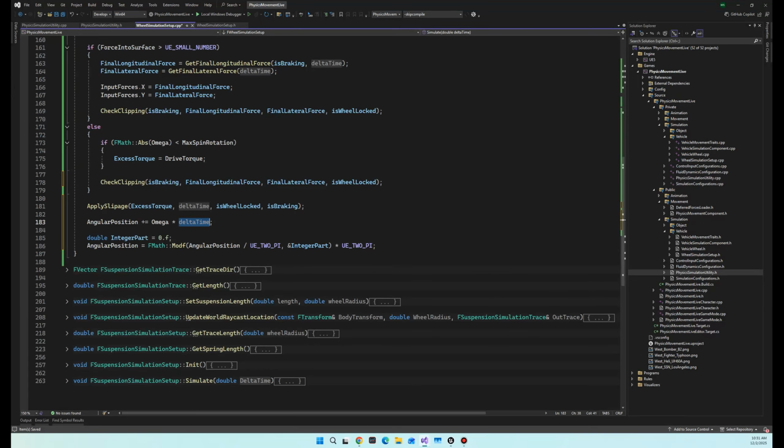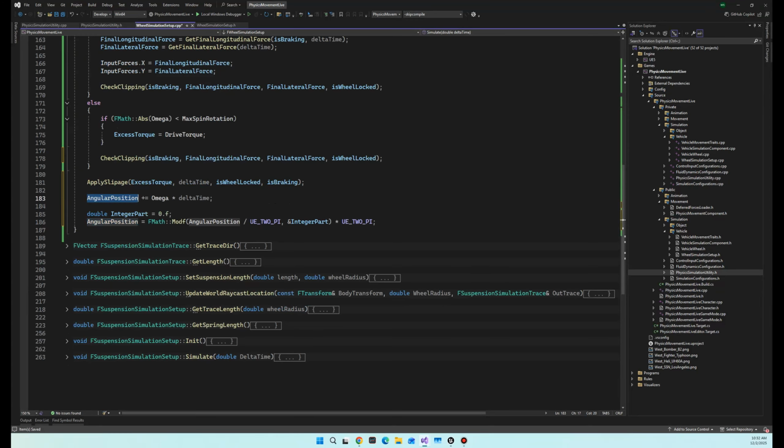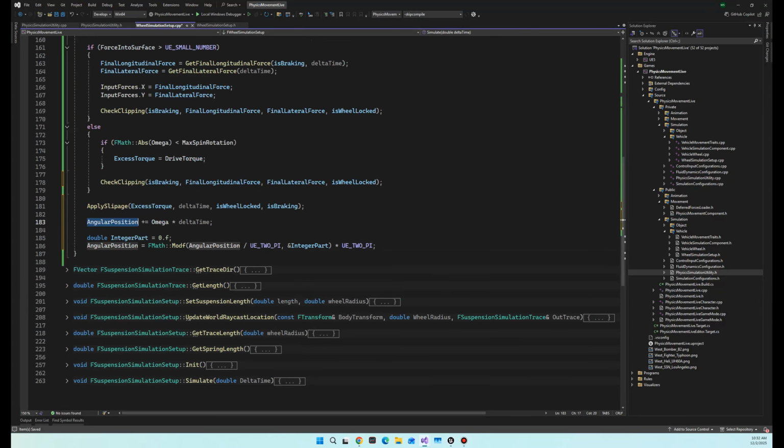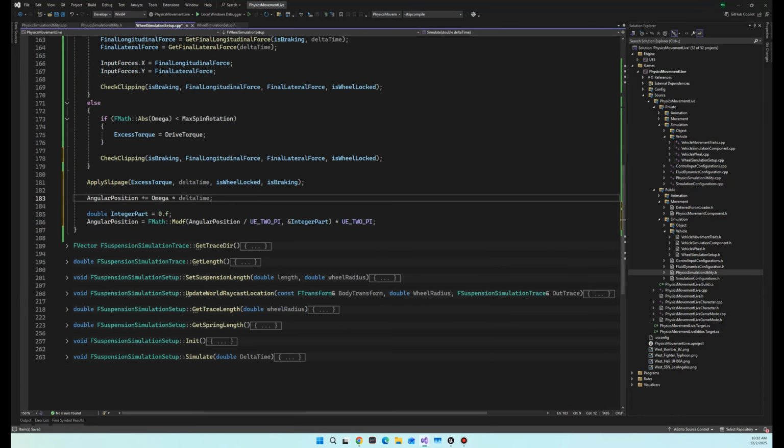So we want the speed of the simulation. So this is omega times that. And then again, this is a plus equal, and that should give us the angular position. So this is kind of like the wheel's position as it's rotating, and we're calculating how much position it's moving, and that's all going to be done in radians. And this is how fast the wheel is going to be moving per tick.